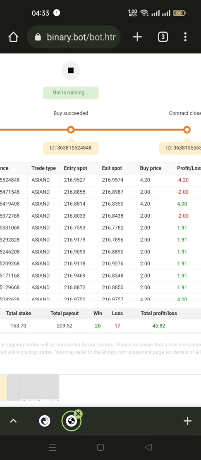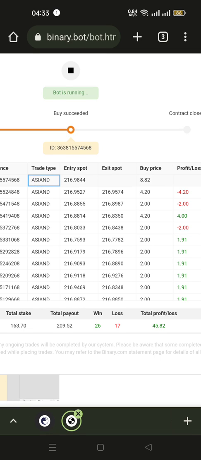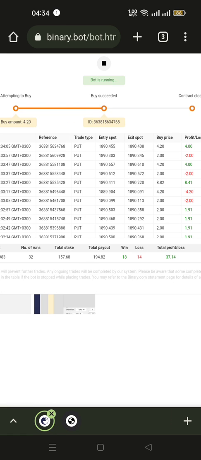Now, as you can see, I'm having the same bot running on Asian under. If you check this part that is being highlighted, that means Asian under. And I'm running against rise and fall, but we've chosen fall, meaning we are predicting the prices to be going on the downside, which means put on this tab.